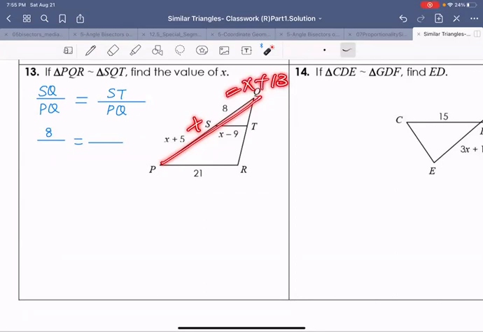Does this make sense to you? Yes. So 8 over X plus 13, correct? Yeah. Equals X minus 9 over 21. There you go.